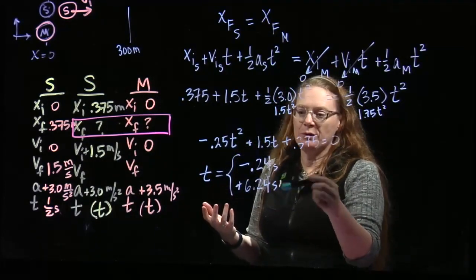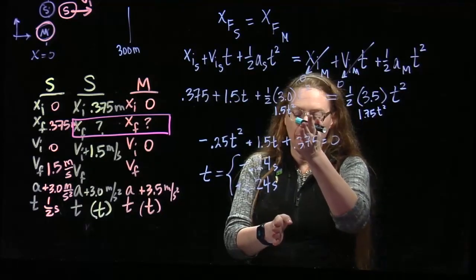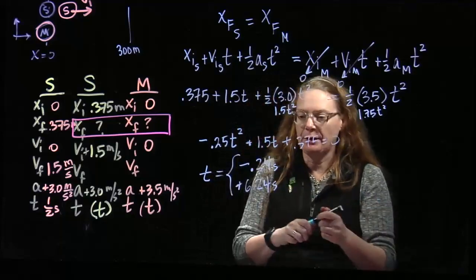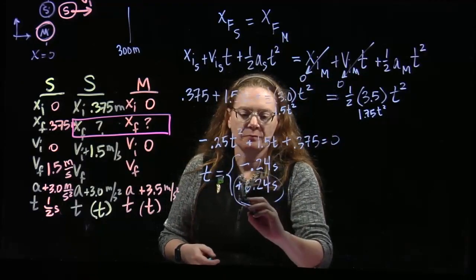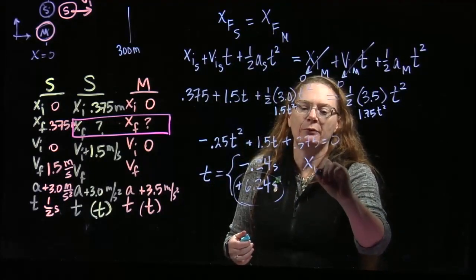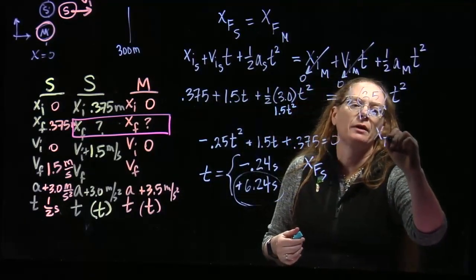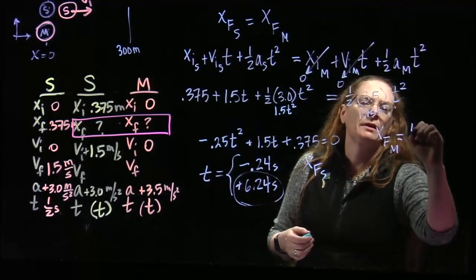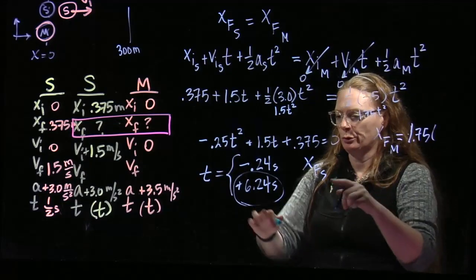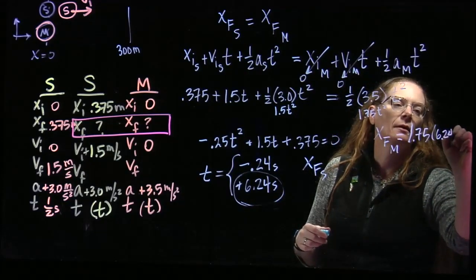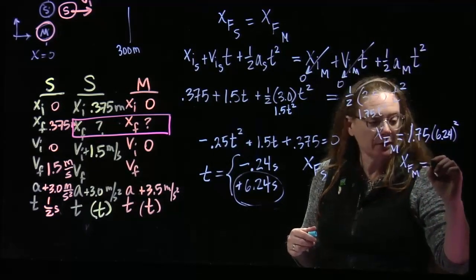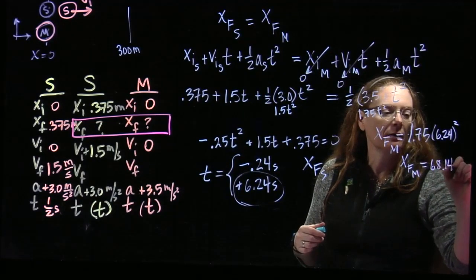Again, which one do we use? We're dealing with time. We are just saying time is 0. We don't have negative time. We only move time forward. We're going to use this. And we're going to do the same thing. We're going to solve for x final smart and x final Maserati. This one's the easy one. So it's 1.75 times time squared, 6.24 squared. And if we do that, pretty sure we come out with 68.14 again.